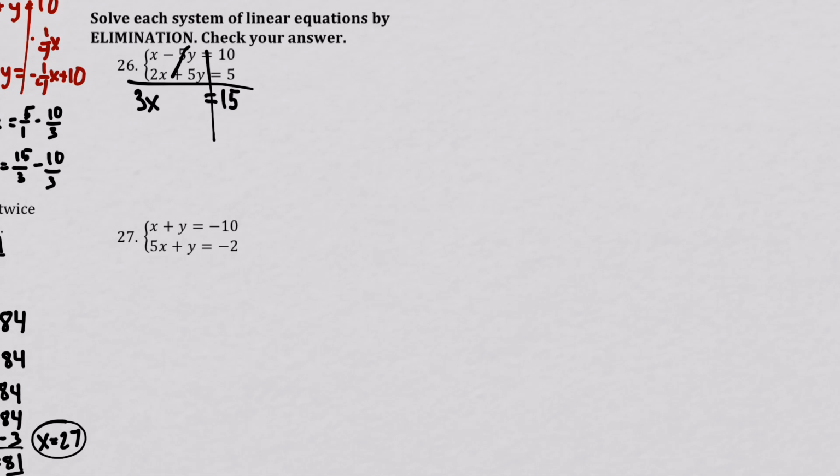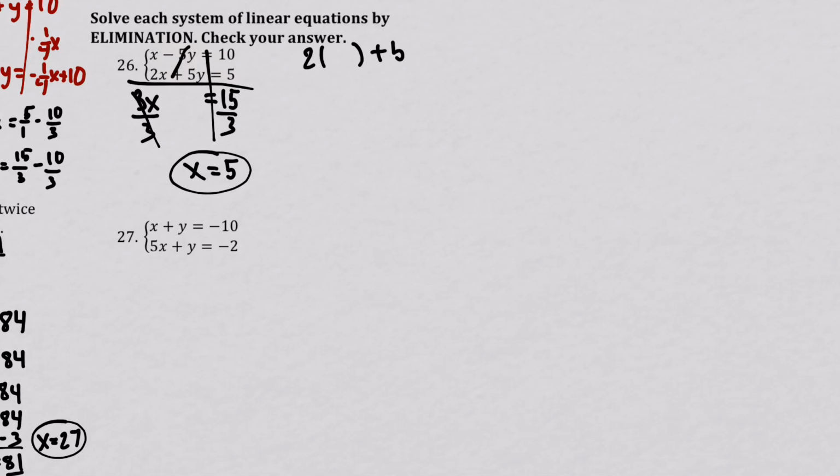So after doing all of those combinations, I get 3x equals 15, which is a very simple equation. I can just divide by 3 to solve. x equals 5. And look how fast that was. You're going to take that x equals 5 and go back to either of the original two equations, it doesn't matter, and solve for y. Pick the one that you like the best. It really does not matter at this point. I'm going to choose the second one.